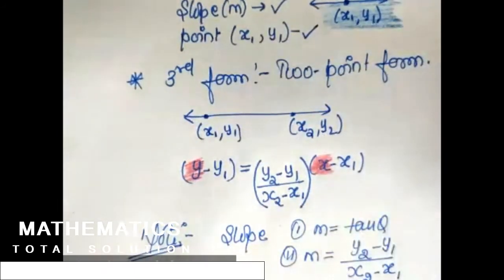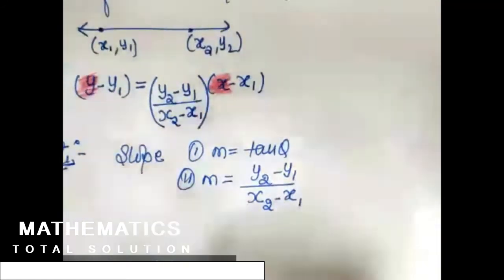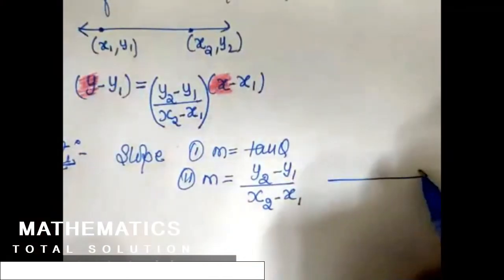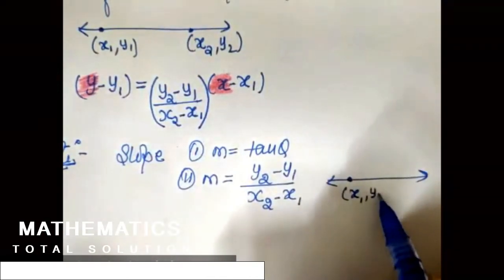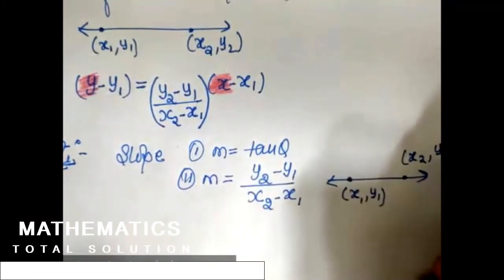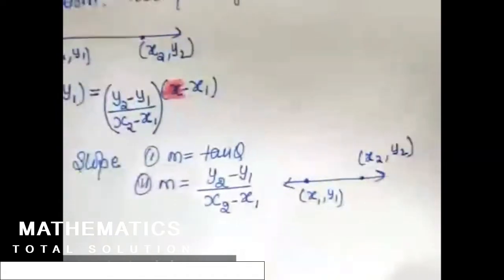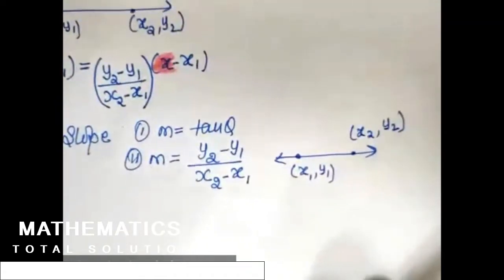Now you will ask me, sir, when do we use this formula? This formula is used, beta, when two points are given. Two points where? Two points on the line are given. x1, y1, and the second point is x2, y2. When two points are given on the line, then we use this formula. Is this clear to all of you?